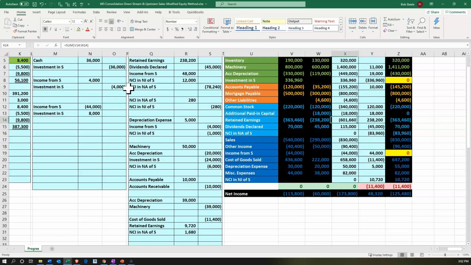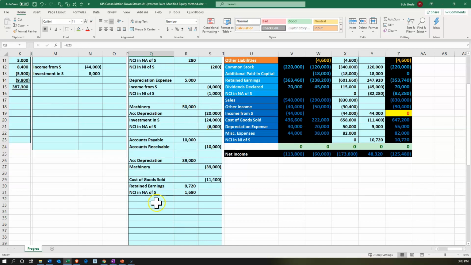So we got retained earnings. I'm going to say F2 plus F2 down to the retained earnings of the 9720, and then the non-controlling interest in the NA here, F2 plus F2, and we're going to be picking up that 1680.